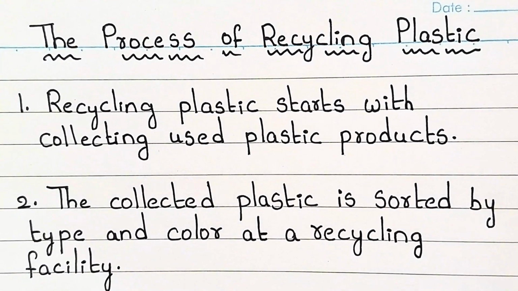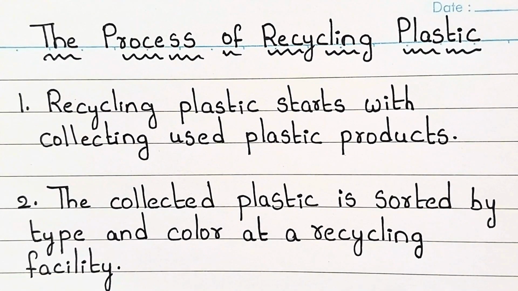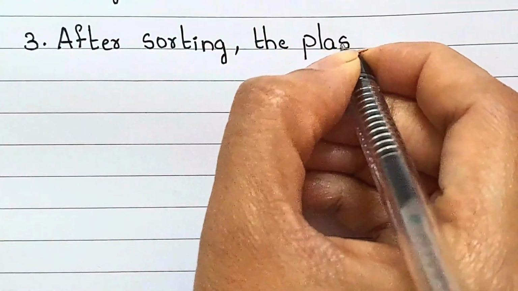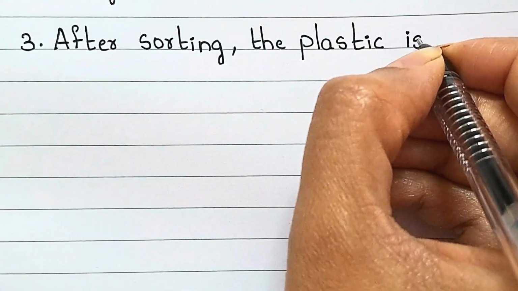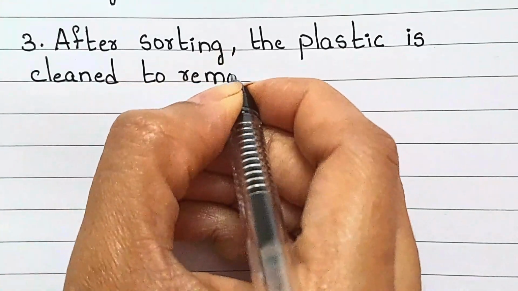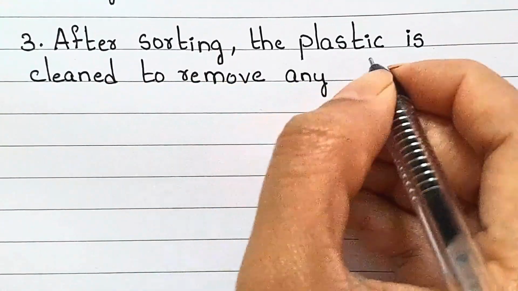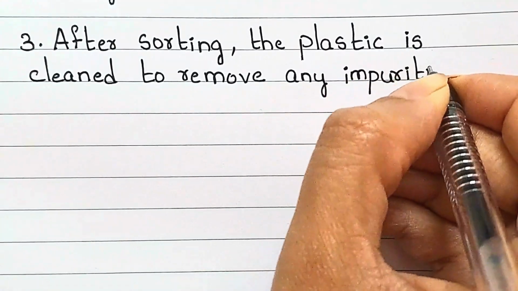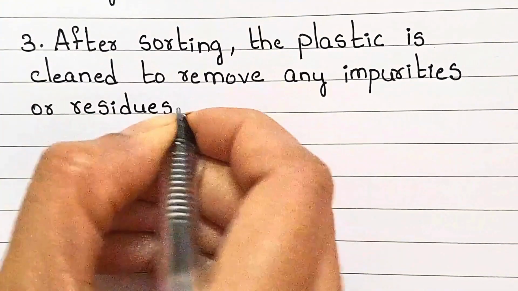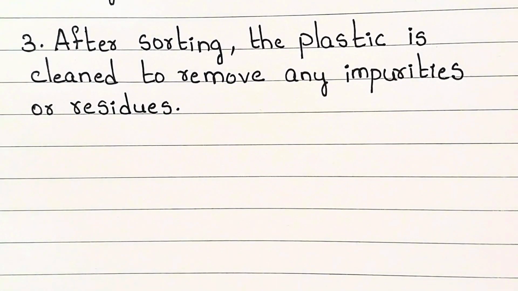The collected plastic is sorted by type and color at a recycling facility. After sorting, the plastic is cleaned to remove any impurities or residues.